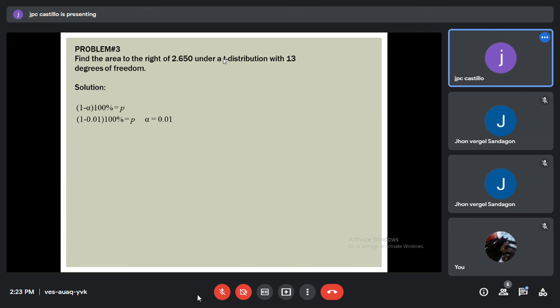Now, subtract: 1 minus 0.01 is equal to 0.99 times 100% equals 99%. So the area to the right of 2.650 under a t-distribution with 13 degrees of freedom is 0.99.